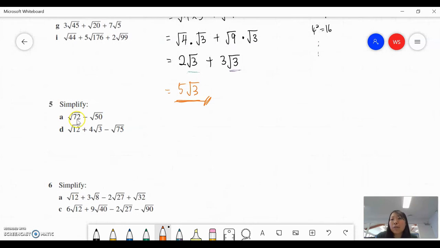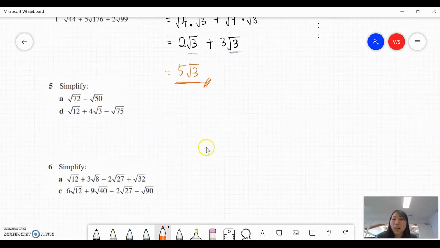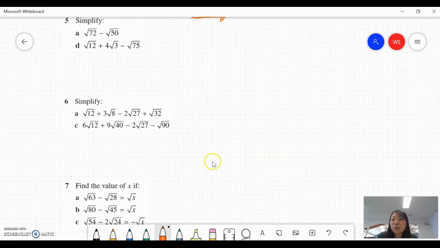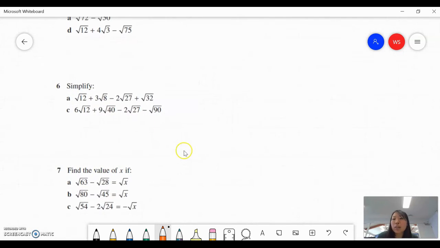Now, question 5 will be similar to question 4 as well, just that you have subtraction in there. So just be very careful of your signs as you begin to work out your surds. Now, move on to question 6 here. Right, so 6, I've just selected some couple of parts. We'll just do 6a over here.